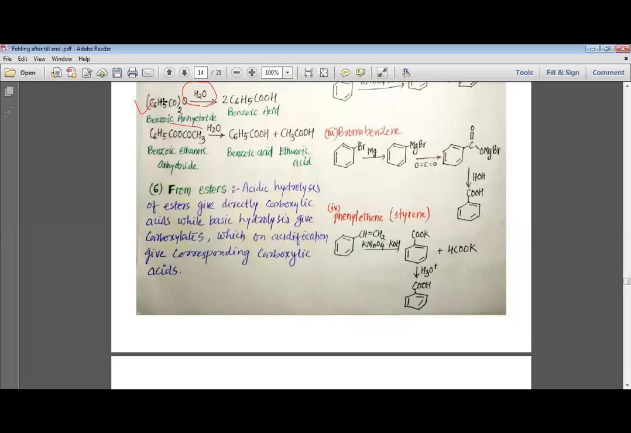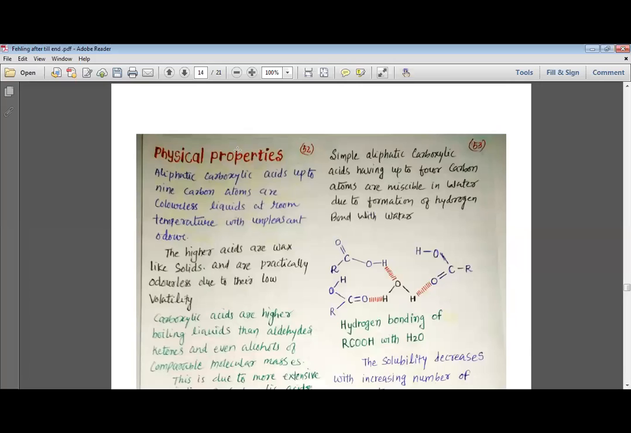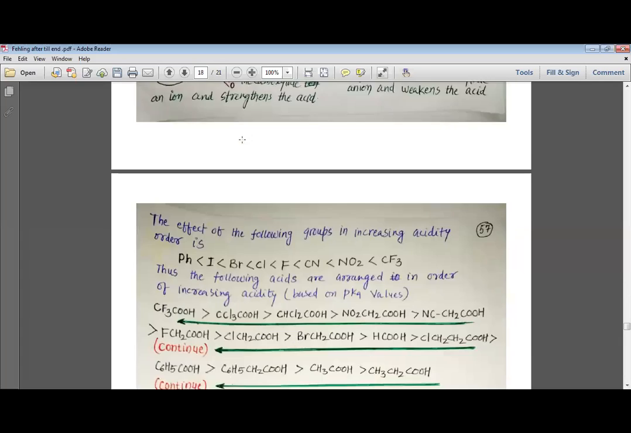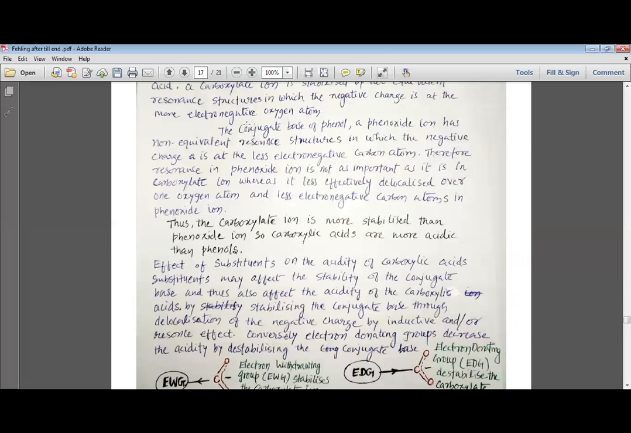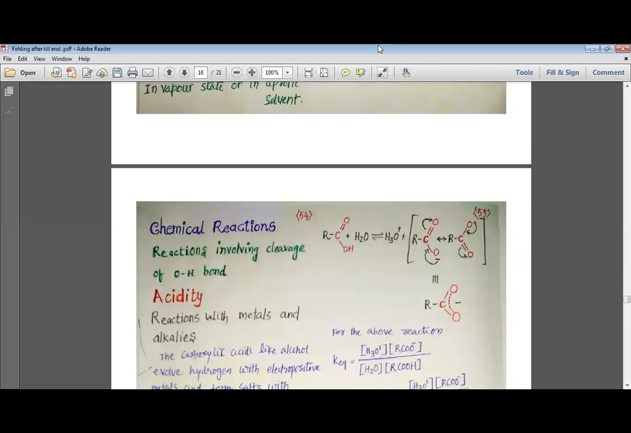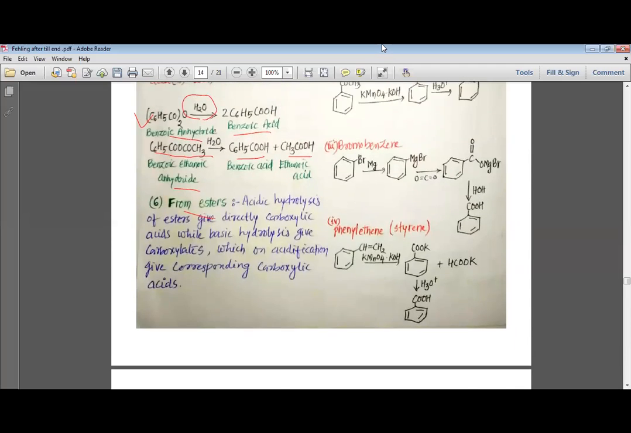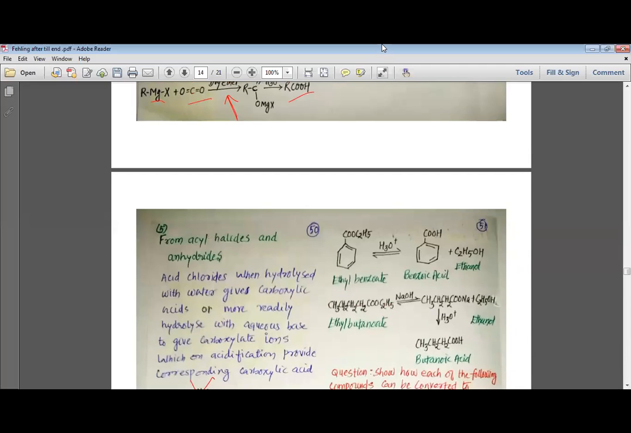So benzoic anhydride having two same groups will give us two molecules of benzoic acid, but benzoic ethanoic anhydride will give us the benzoic acid and ethanoic acid. We can even form the carboxylic acid from the esters, my dear students. So esters on hydrolysis will give us the alcohols and carboxylic acid respectively. Once again I would like to share with you that if we have esters on hydrolysis, they will give us the acid and alcohol.